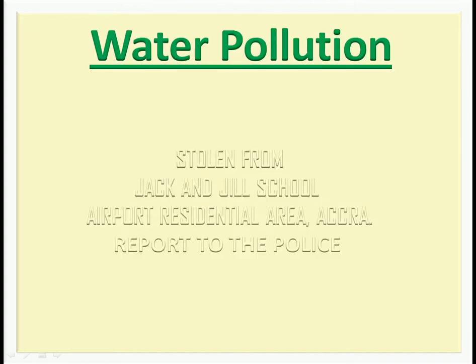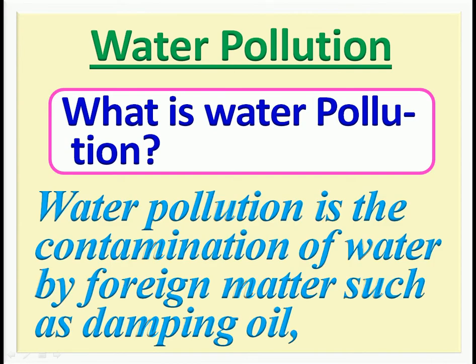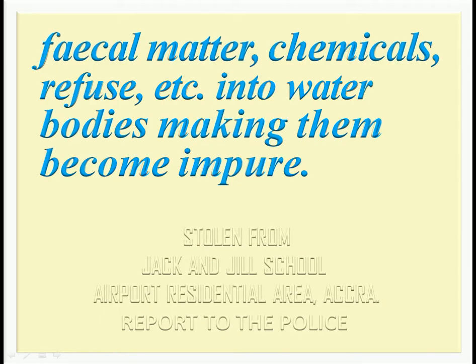Water pollution. What is water pollution? Water pollution is the contamination of water by foreign matter such as dumping oil, fecal matter, chemicals, refuse, etc. into water bodies, making them become impure.